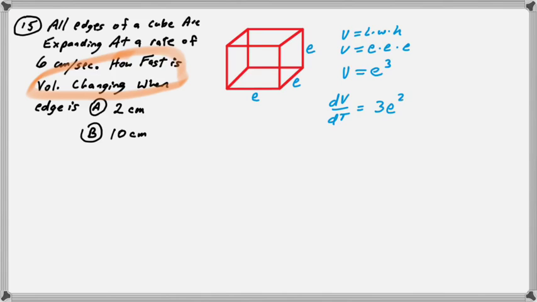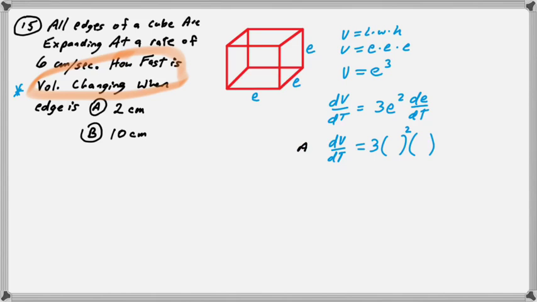Power base, 1 less power, derivative of base. Since it's an E, it's dE dt. I'm trying to find how fast the edges are changing. Actually, I know dE dt. I'm trying to find what? How fast the volume is changing. So I'm trying to find dV dt, and I think I'm given dE dt.